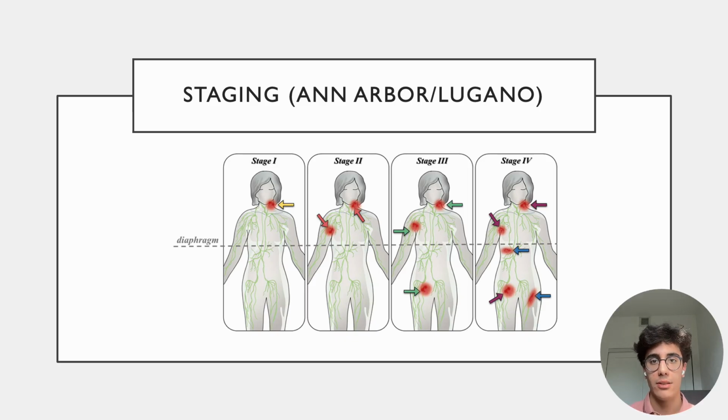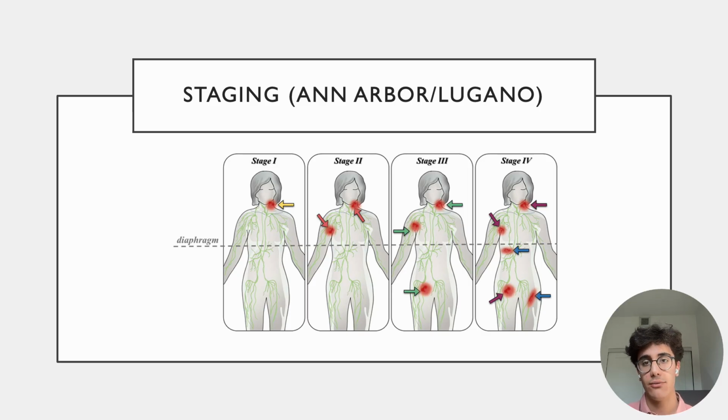Now, stage 1 means the involvement of a single lymph node region or a single extranodal site, as you can see. Just one site anywhere in the body is involved. Stage 2 is the involvement of 2 or more lymph node regions on only one side, the same side of the diaphragm. So all above or all below. So now you see this dotted line here is the diaphragm. In stage 2, all the involved sites are on the same side, only on one side of the diaphragm only. So in this case, all the involved sites are above the diaphragm.